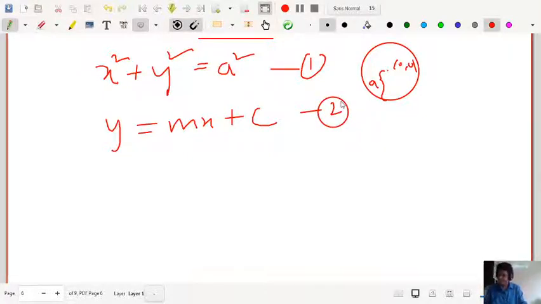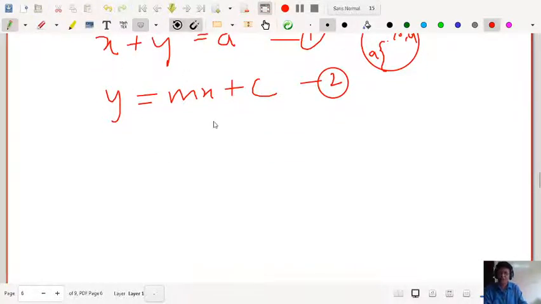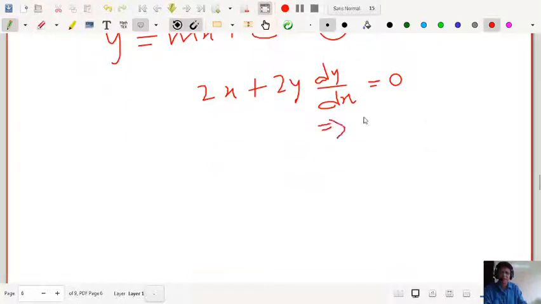Okay, so how will you find out the equation of the tangent at (x1, y1)? You will differentiate this equation. If you differentiate equation 1, you will get 2x plus 2y y1. Here y1 means dy/dx. Let me write dy/dx, otherwise you will be confused with x1, y1 and y1. So dy/dx equal to 0. You can take the parametric point also, or you can take (x1, y1).